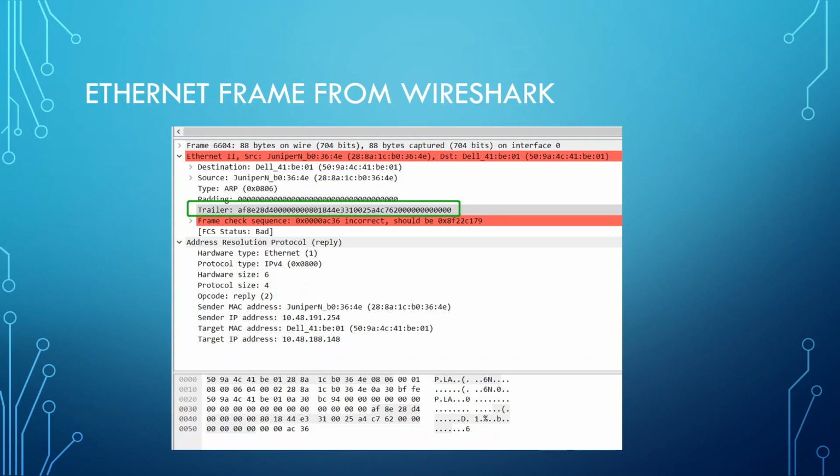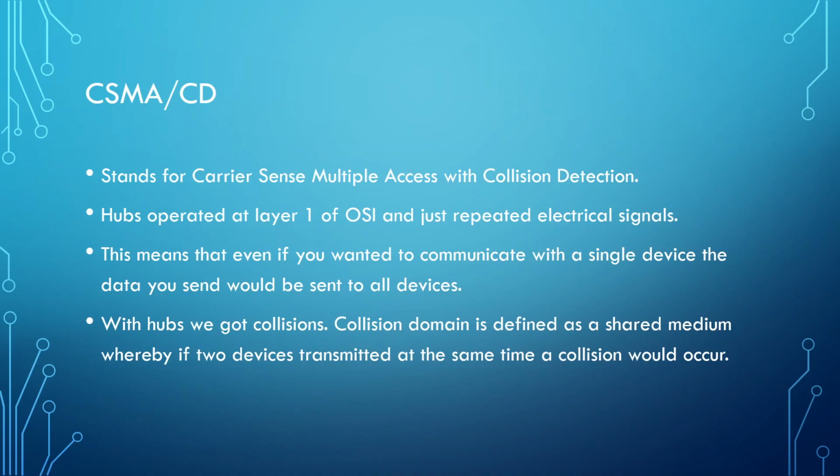And then we have the trailer here, and in this example, this is an image I got from Google. We have a frame check sequence, and as you can see, there's been some sort of data corruption during transit, as the CRC that the receiving device has calculated is different to the CRC the sending device calculated. So next we're going to talk about a very important feature of Ethernet based networks called CSMA/CD.